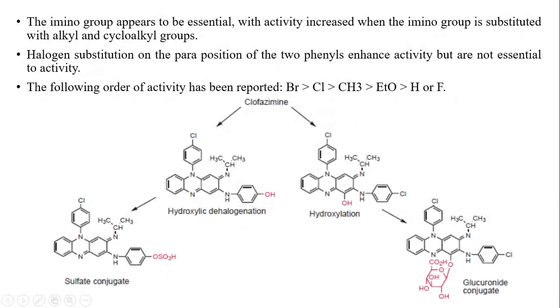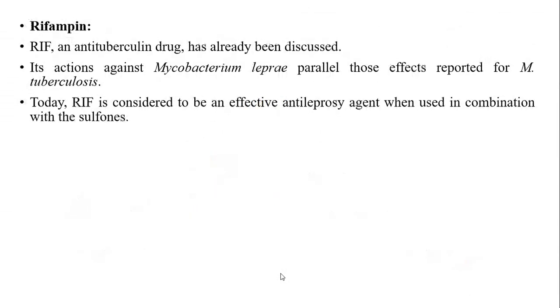These are the metabolites of the clofazimine. Clofazimine undergoes a hydroxylation reaction to produce this metabolite, and after hydroxylation, it undergoes phase 2 metabolism to form the glucuronide conjugation product. Again, the clofazimine undergoes a hydrolytic dehalogenation reaction by removing a halogen, and after the dehalogenation reaction, it undergoes phase 2 metabolism to produce a sulfate conjugation product. So these are the metabolites of the clofazimine.